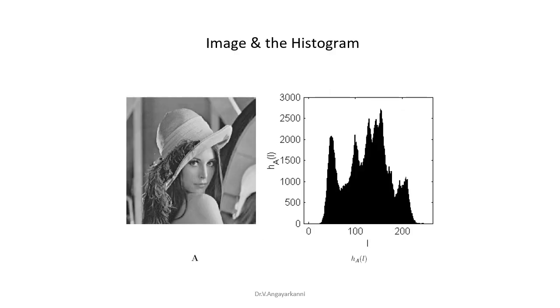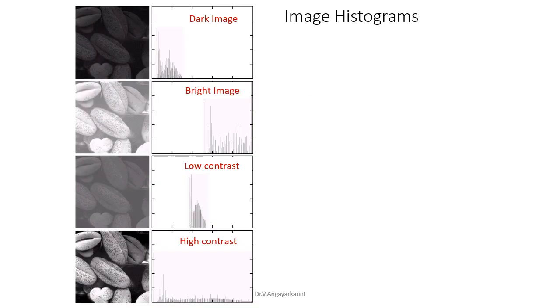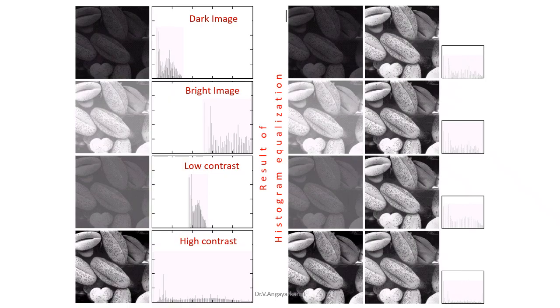Now for an image like the Lena image, say A, its histogram varies equally from approximately 25 to 255. The image histograms are shown and its histogram equalization is also shown. So we can see the difference here. The result of histogram equalization is performed uniformly for all types of images: dark image, bright image, low contrast and high contrast. And the corresponding histogram after that is almost the same.